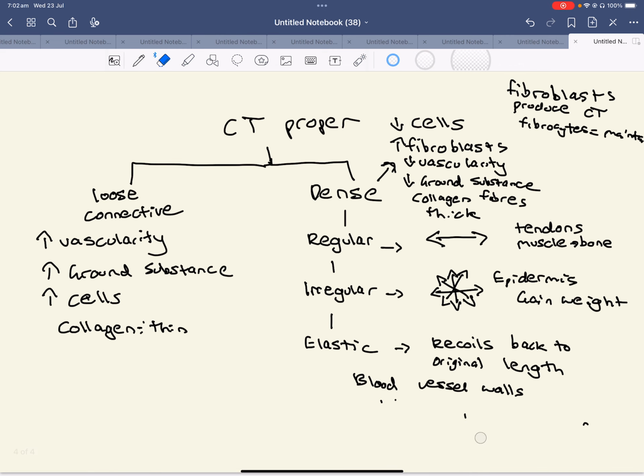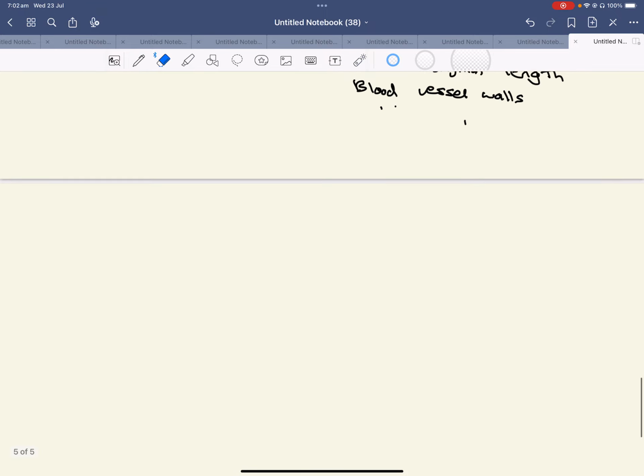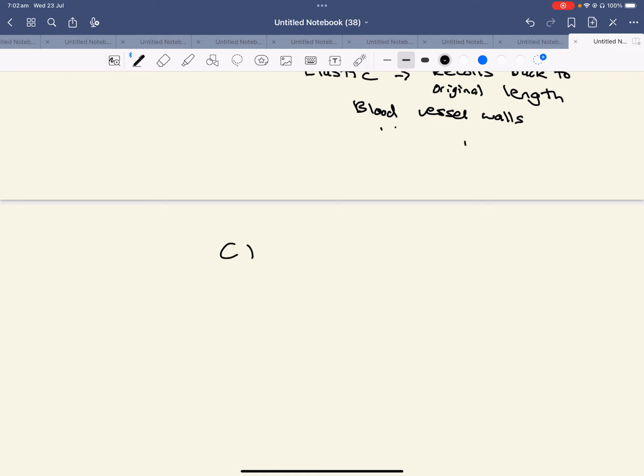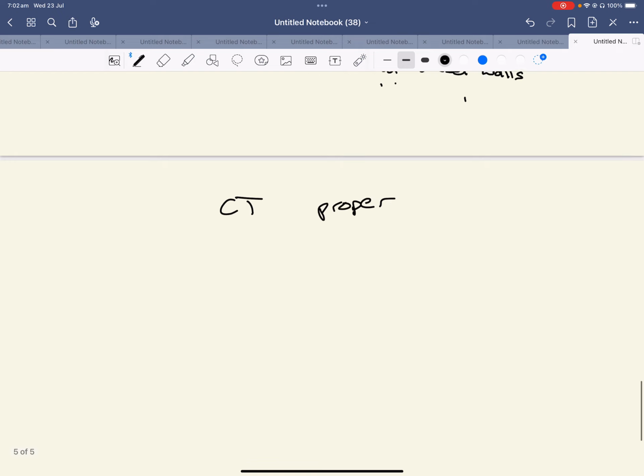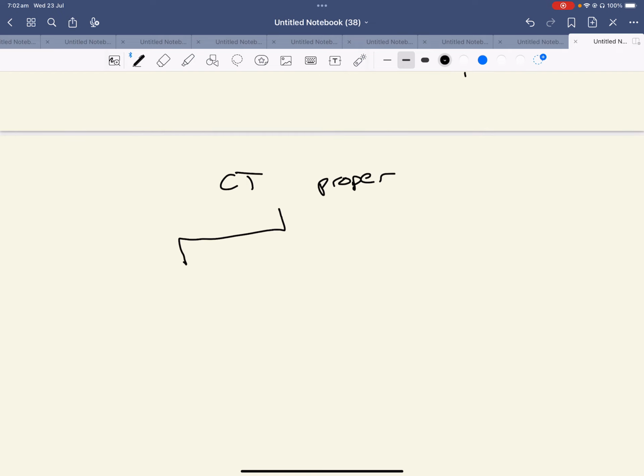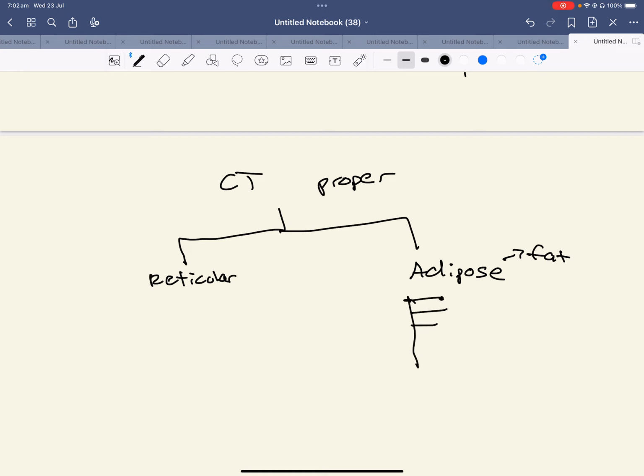Okay, those are two. Now we've got another two. Sorry, I'm just going to bring it over to the next page. Next to connective tissue proper are reticular and adipose. Adipose tissue, just think of fat, right? We talked about fat before. It's made of triglycerides. Triglycerides are literally just 3 fatty acids and 1 glycerol. So the glycerol is the glycerol backbone. And these are the fatty acids.